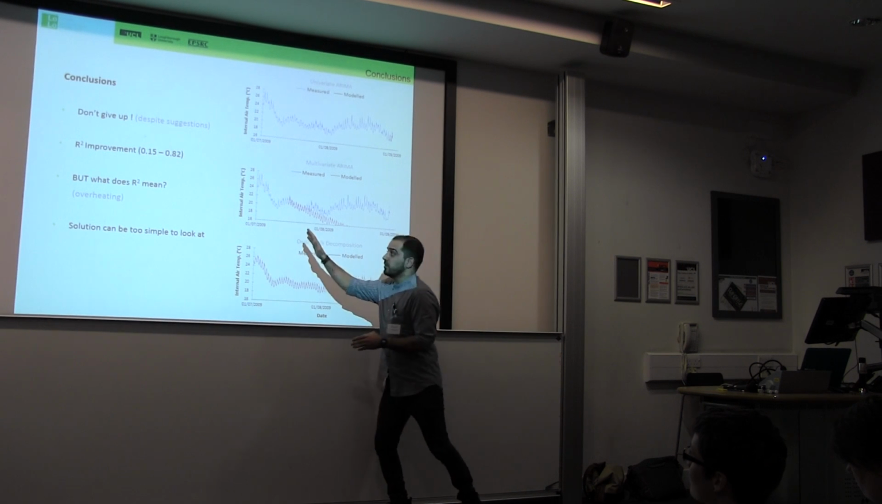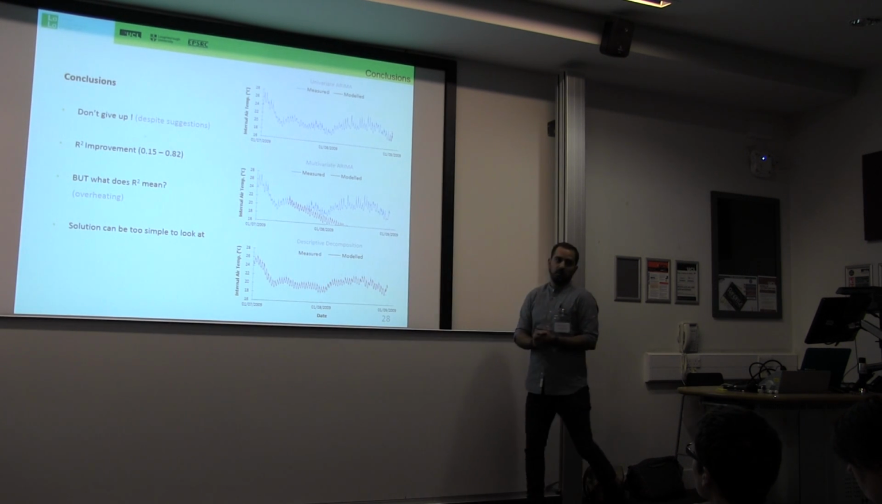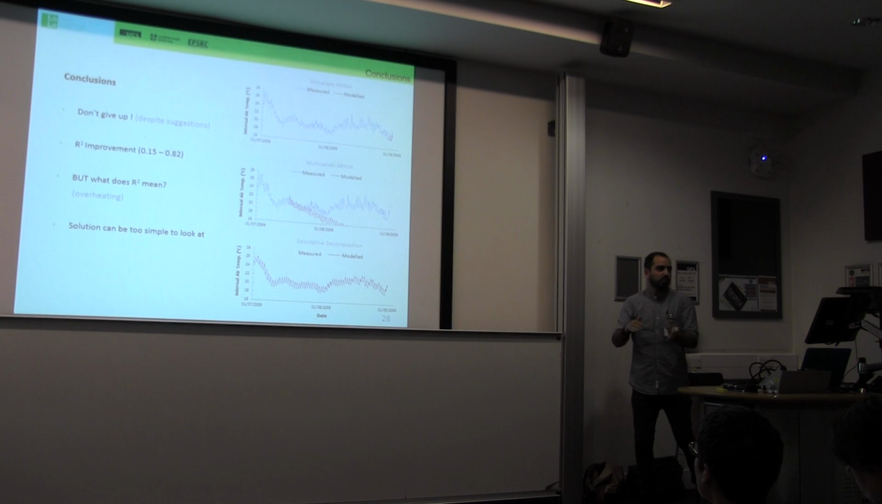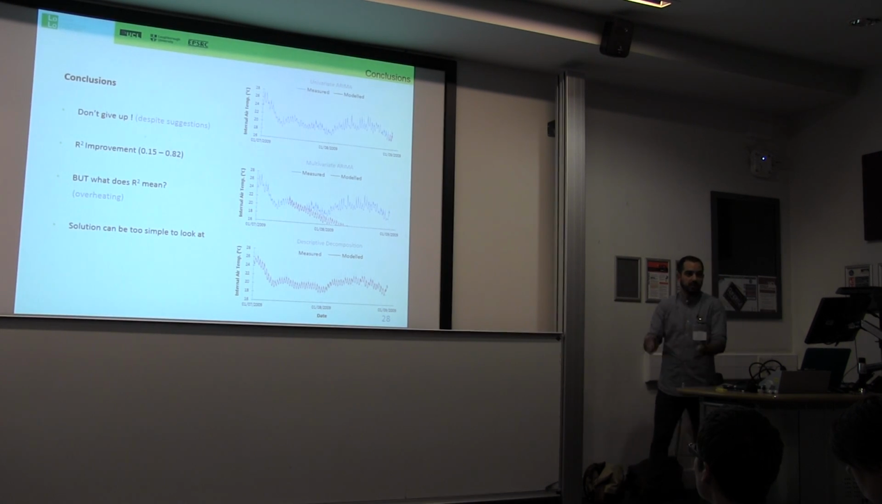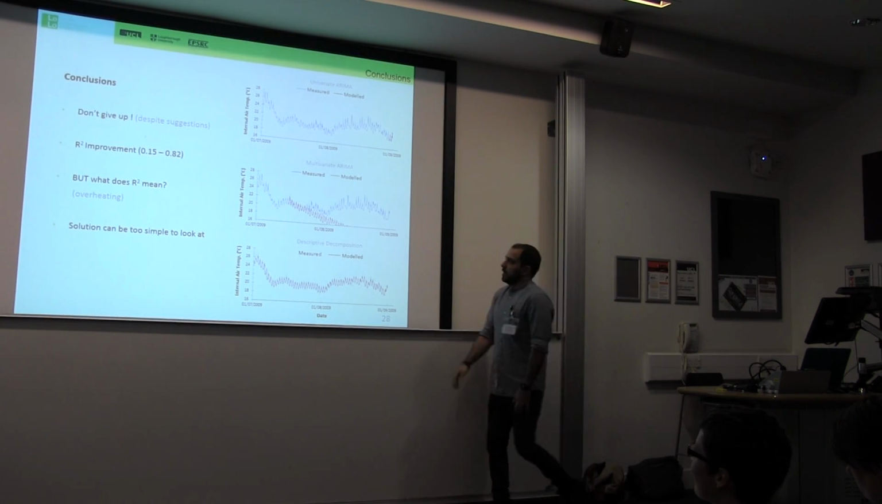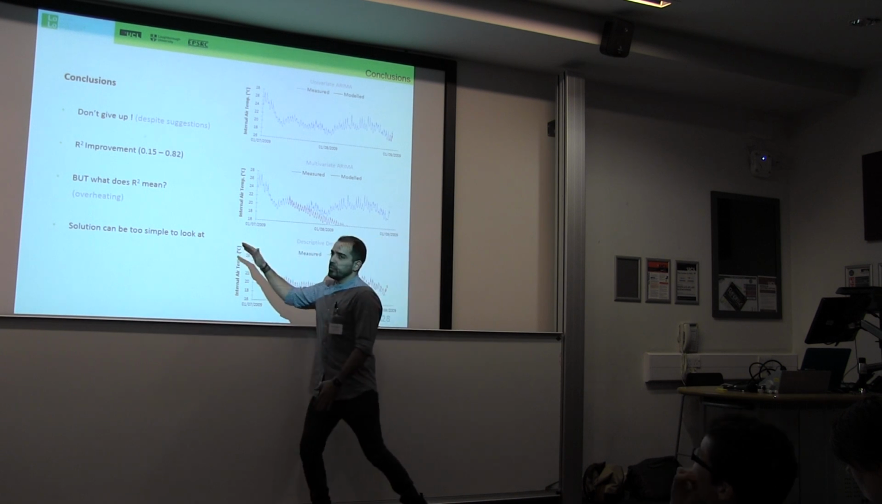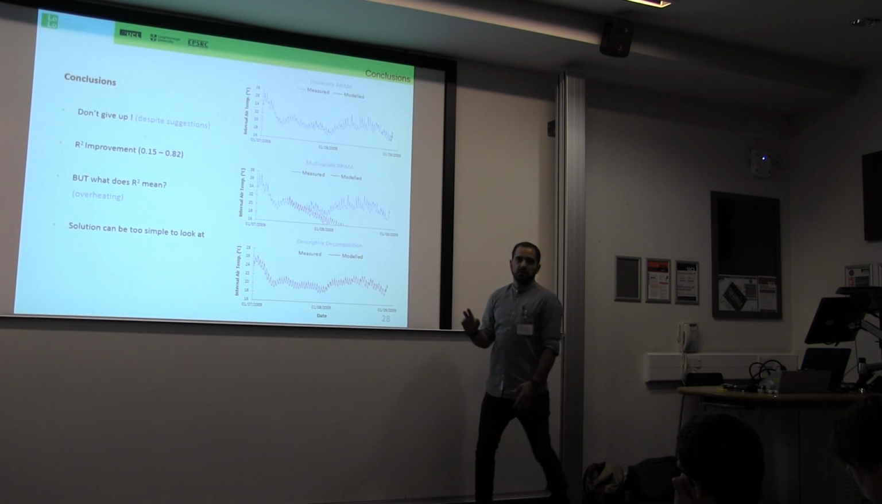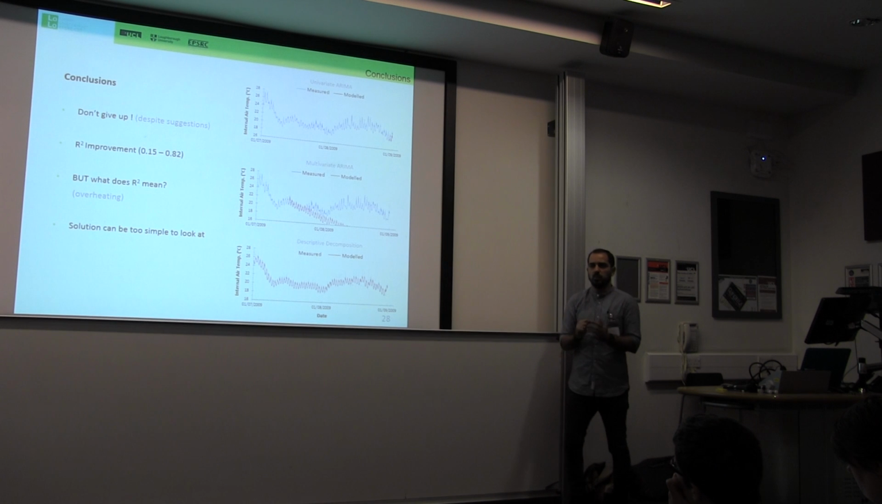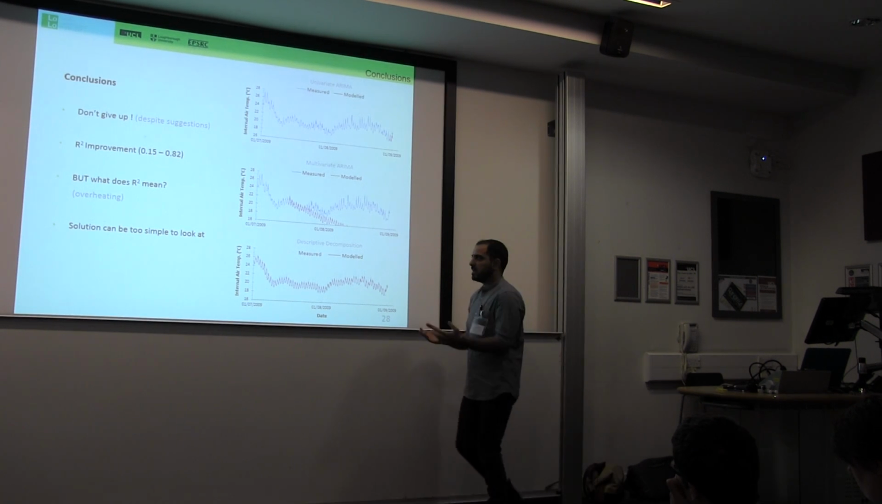So I do have an R-squared improvement, a massive one. We know going from 0.6 to 0.65 is big. Going from nothing to something is even bigger. But the question I'm asking: what does R-squared mean really? When is a model good? What makes a model good?